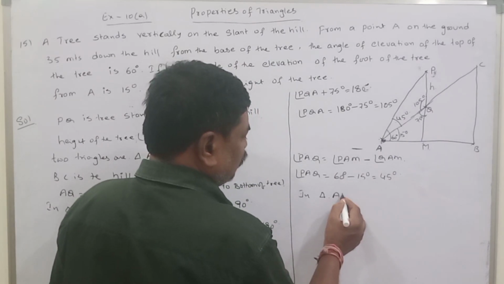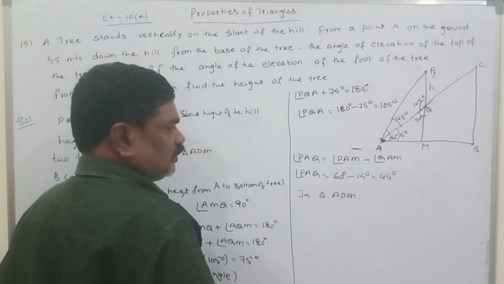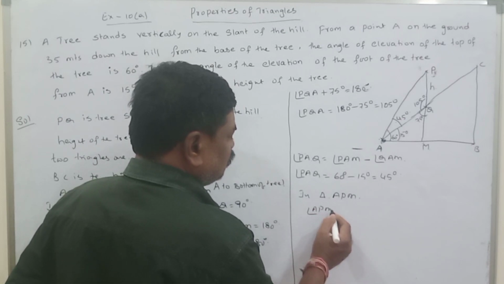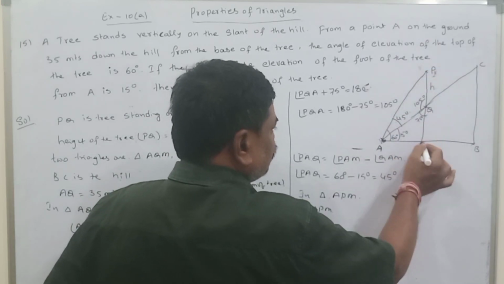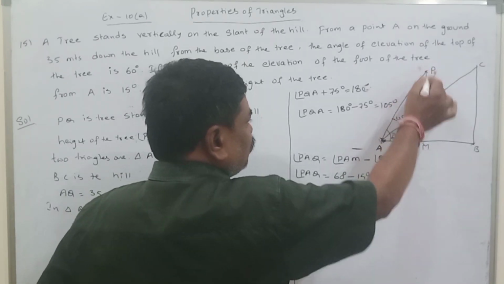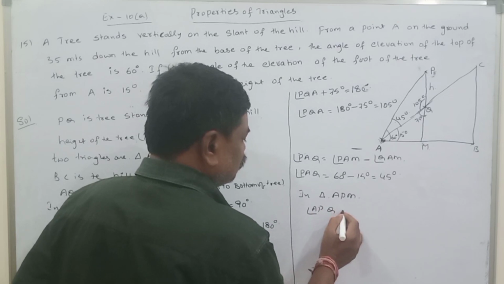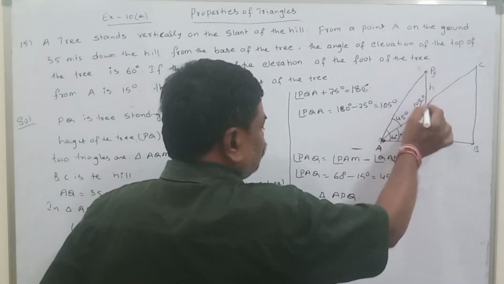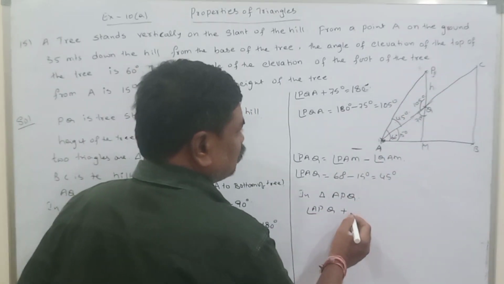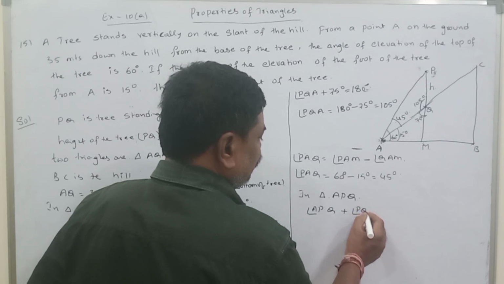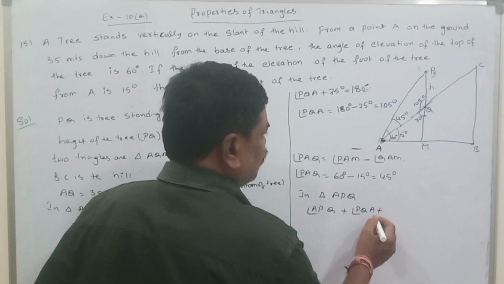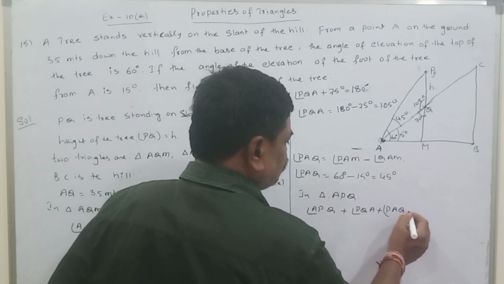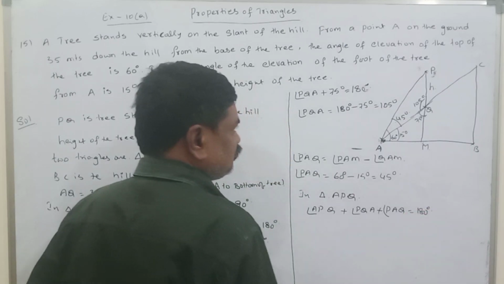APM. Okay, all of you. In triangle APQ, angle APQ plus angle PQA plus angle PAQ is equal to 180 degrees.